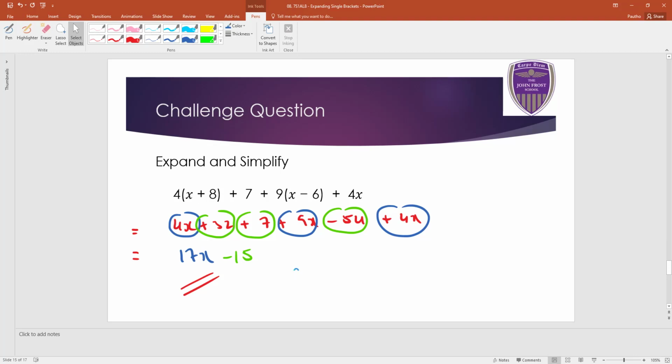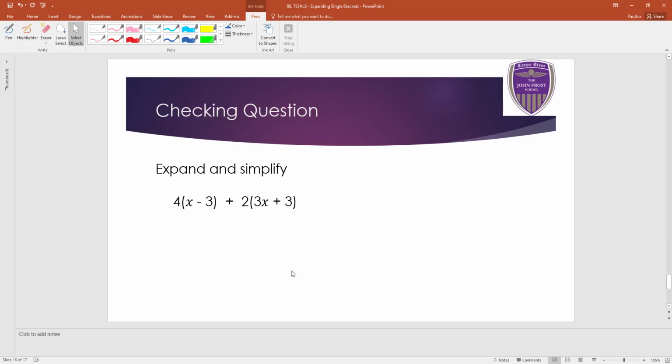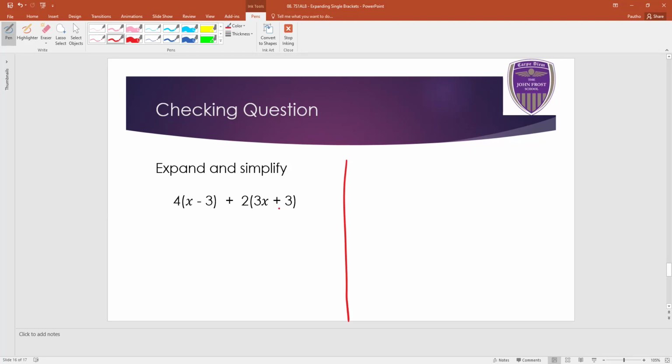And now comes the checking question. Just one to do. So pause the video, have a go, and then come back when you're ready. Okay, welcome back. You see here now, we've got two brackets to expand. So I will do one bracket at a time on the side of my page, and then I will combine the results. So this first bracket is 1, 2, 3, 4. See, this is 4 lots of the bracket here.